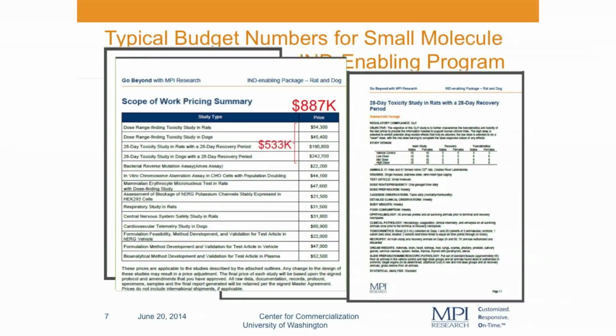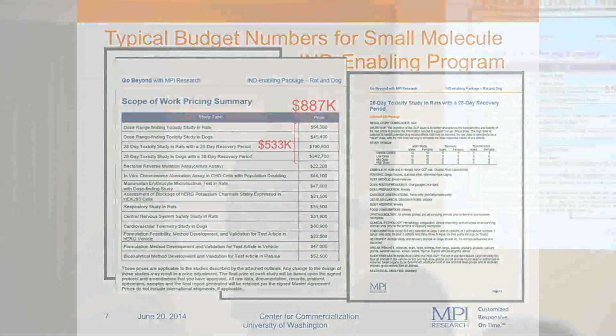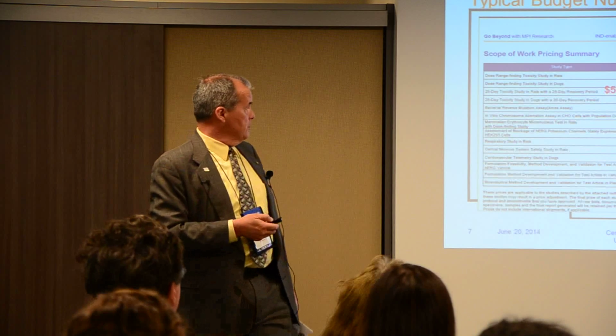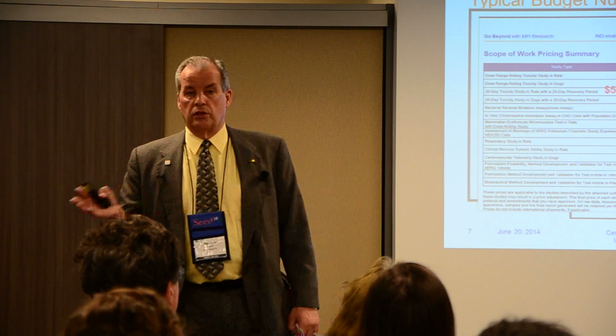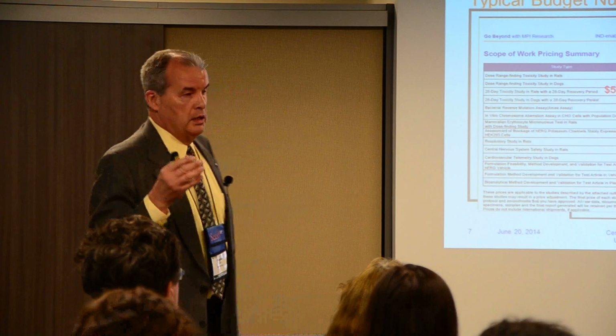It's about $533K for just the 4 pivotal studies, or dose-ranging studies, and the 2 definitive, or what we call pivotal, IND support studies. These are 28-day studies again, and then the whole program runs to about $887K. Now your price is going to vary depending on several things.